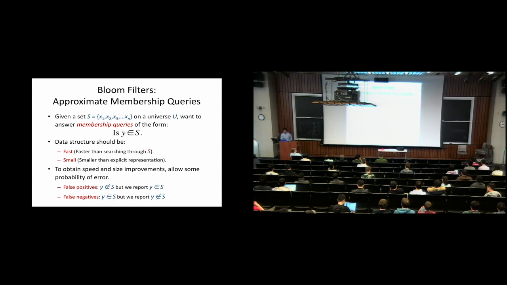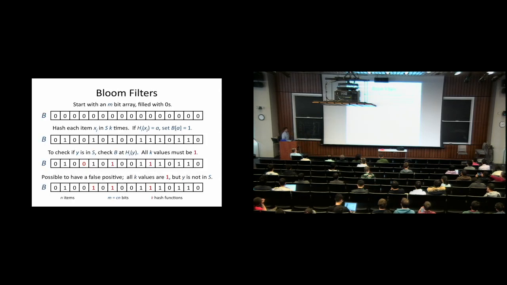Let me formalize that a bit more. We're going to have a data structure that's fast and small, but in terms of the probability of error, we might have some false positives. It might be that something's not in the set, but we end up saying that it is in the set with some, hopefully small, probability. There's also the potential for false negatives, where you'd say something that was in the set was not. A Bloom filter is only going to have false positives. It will not have false negatives.